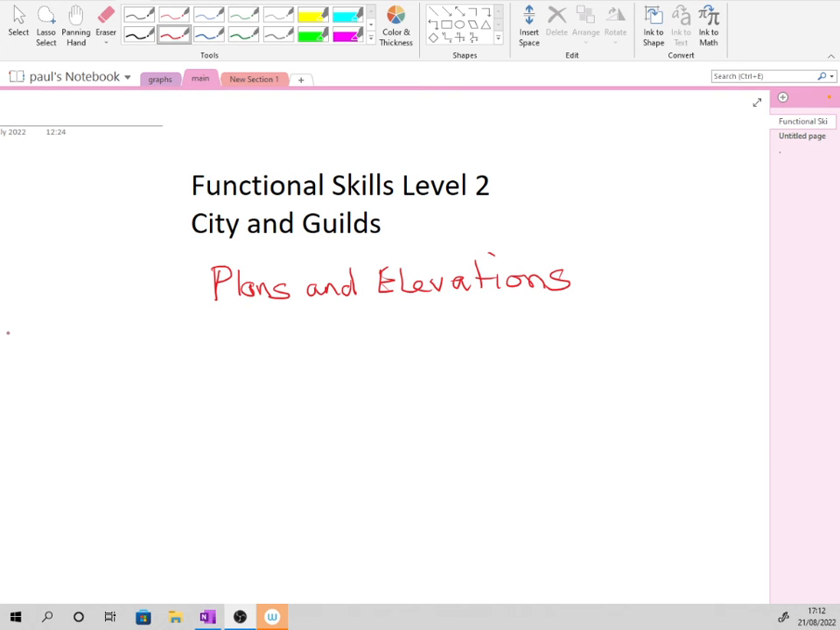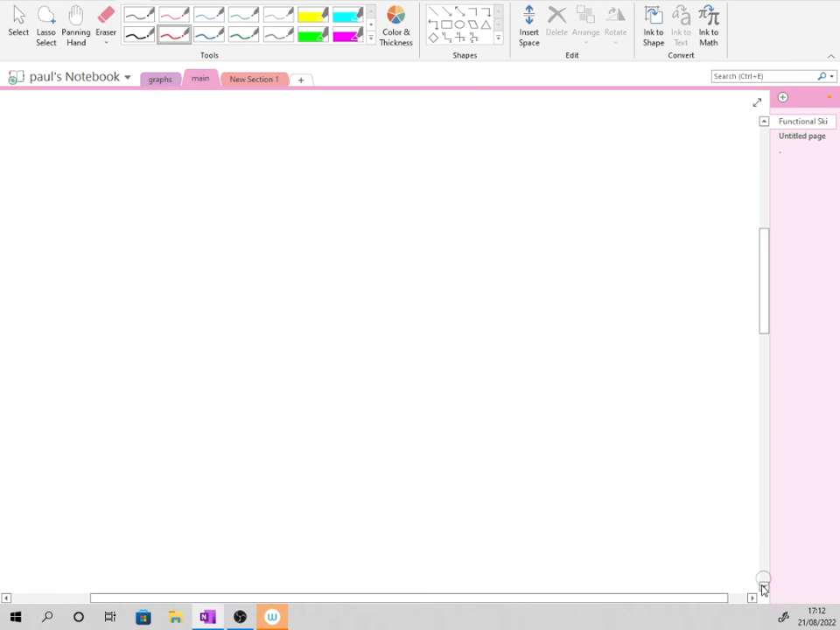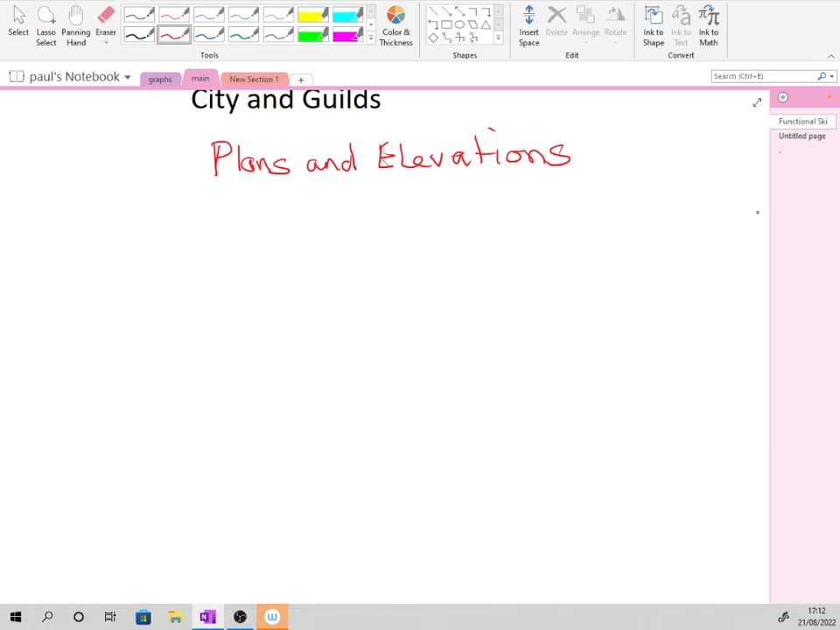This is Plans and Elevations. Right, Plans and Elevations. What's that all about? Let's have a look. So, this is different viewpoints of a three-dimensional object.